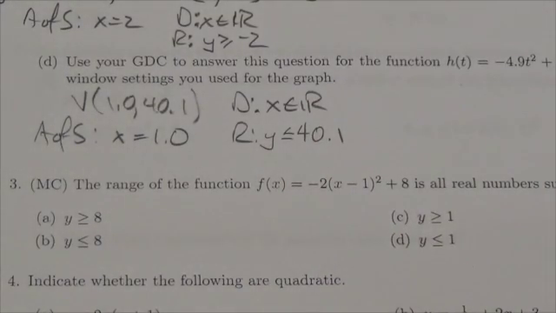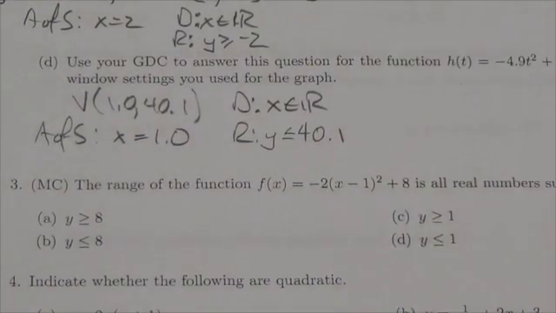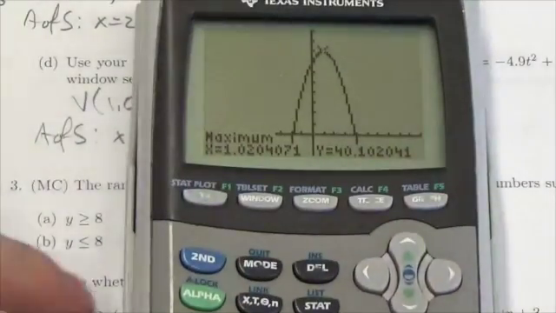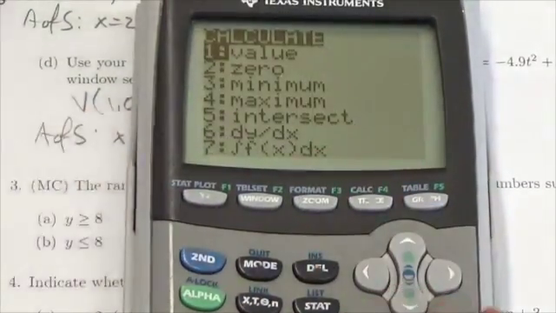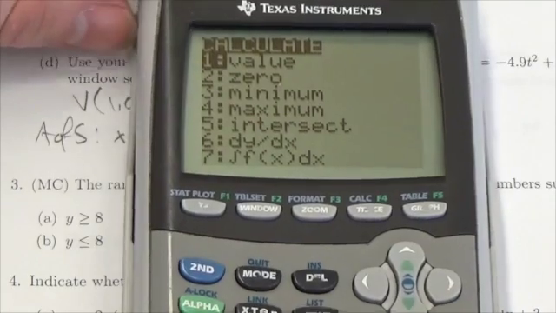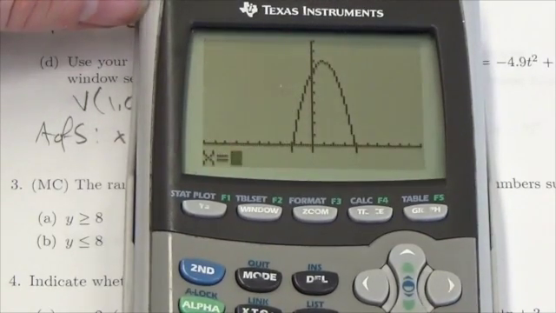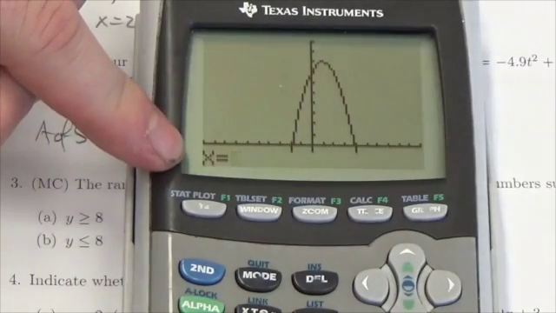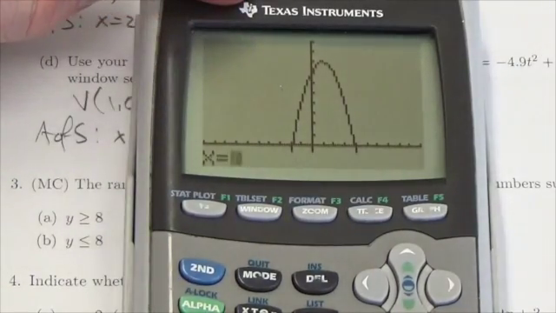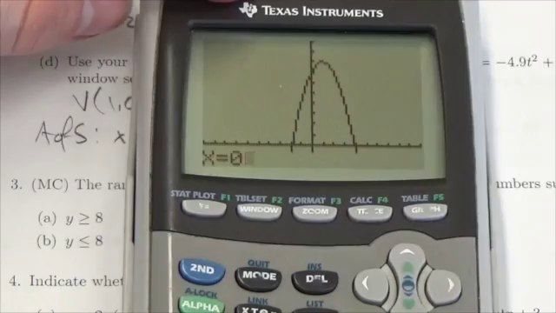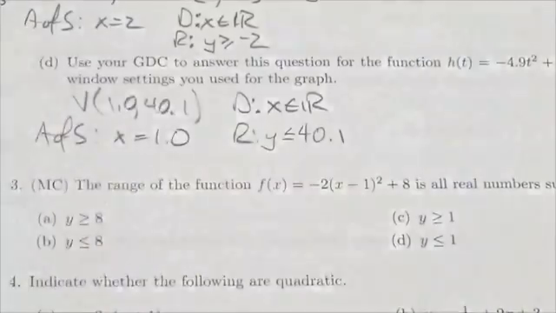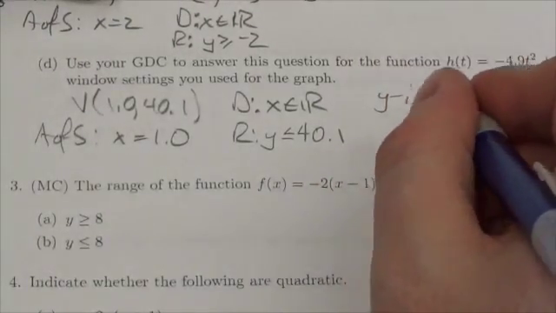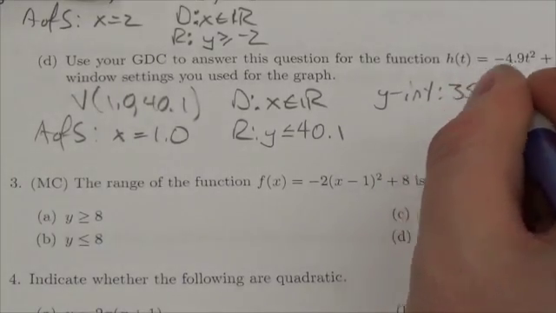Now I want to find the X and Y-intercepts. So now we're going to go back into our trace menu, and to find the Y-intercept, we're going to choose the value feature. The calculator's now waiting for us to tell it what X is, and at the Y-intercept, the X value is 0. So I just press enter, and I get 35. So my Y-intercept here is 35.